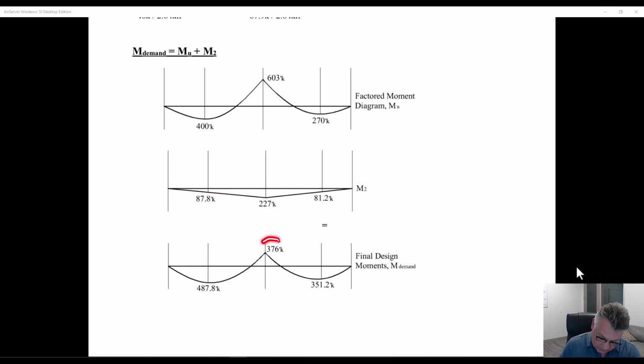So we're designing for a substantially smaller negative moment. But notice that the positive moments, we started at 400 foot kips here. If this were all lined up, which it should be, we actually are adding moment to the positive moment. The secondary effects add to the positive moment. So in that case, we are required to design for 487.8 foot kips of positive moment here.